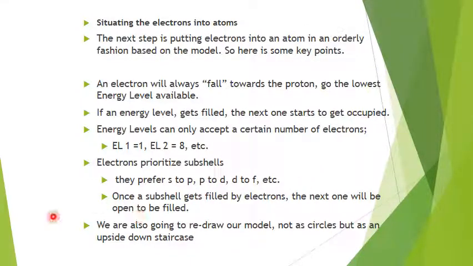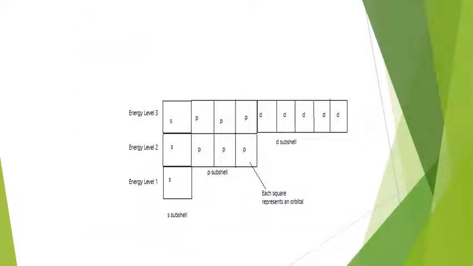So what we're going to do is we're not going to be drawing circles. It'll get really messy if we do that. What we're going to do is draw kind of like an upside down staircase to represent our model. And we're going to call that model the orbital energy diagram. And here you go.